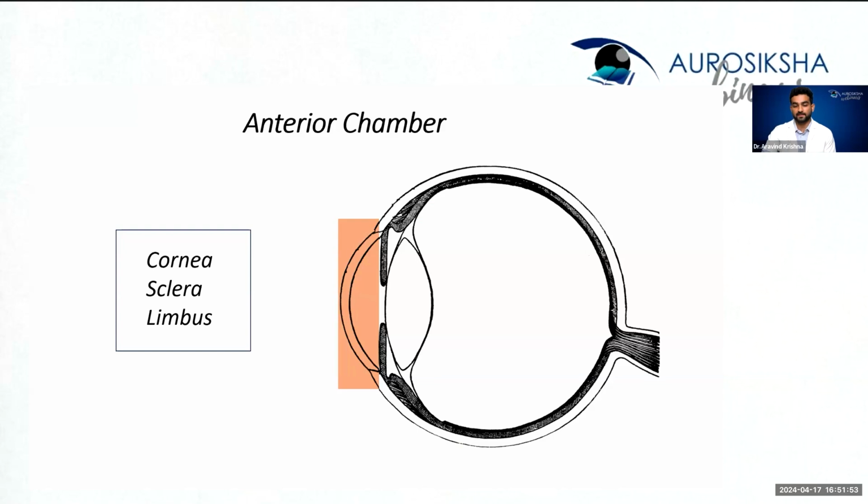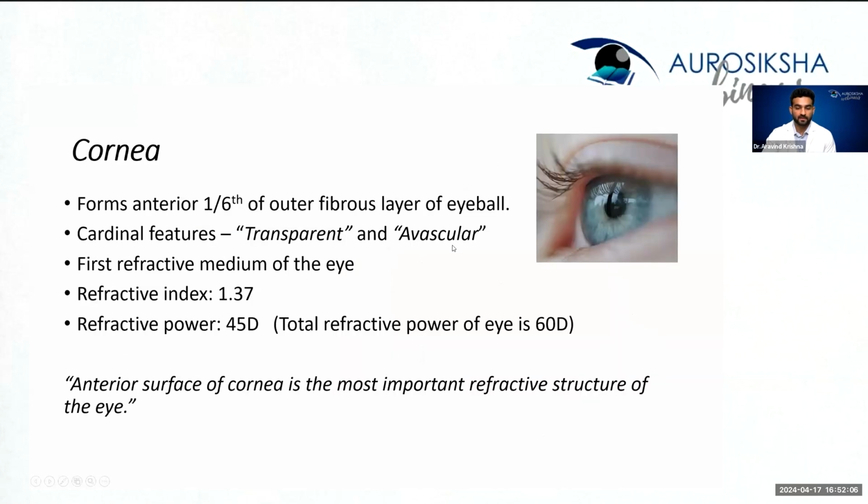So first, as I said, we're going to go from the anterior end to the posterior end. So first is going to be the anterior chamber structures, and I'm going to talk about three topics here: the cornea, sclera, and the limbus. So the cornea. The cornea is the most obvious anterior structure which we see whenever we look at somebody's eyes.